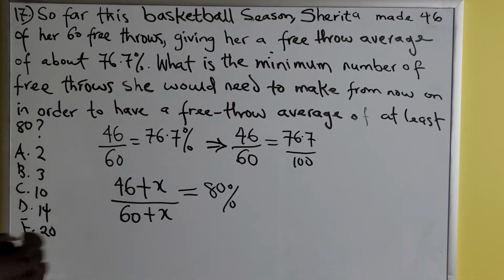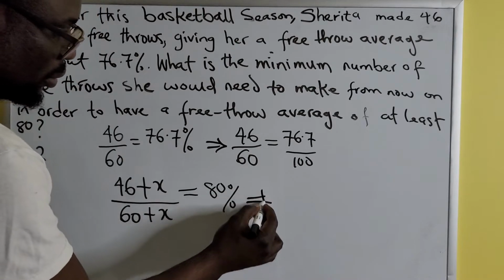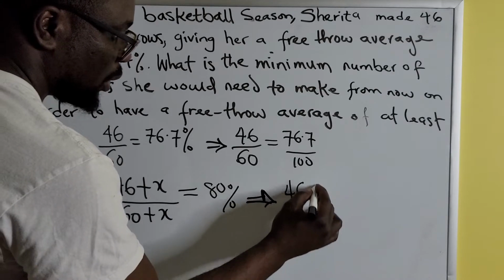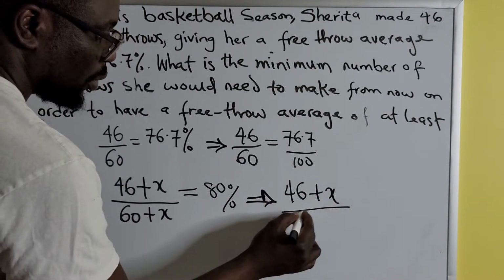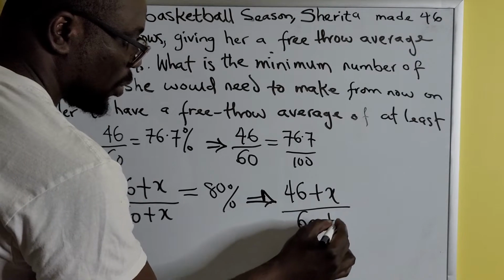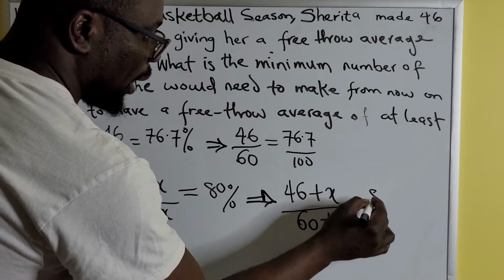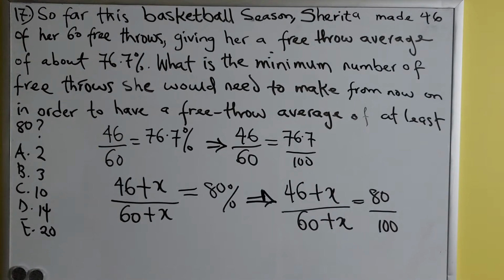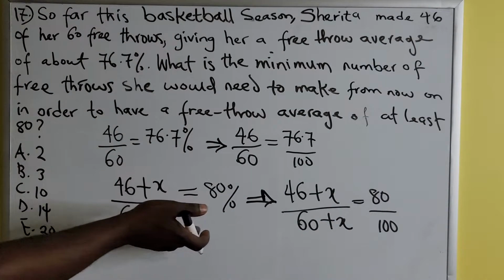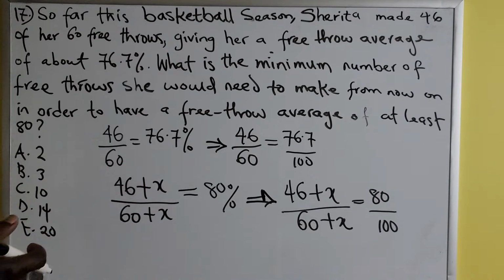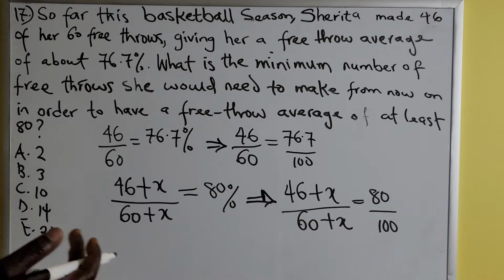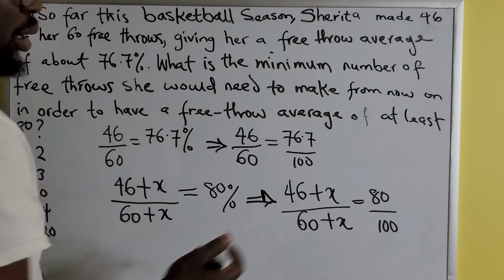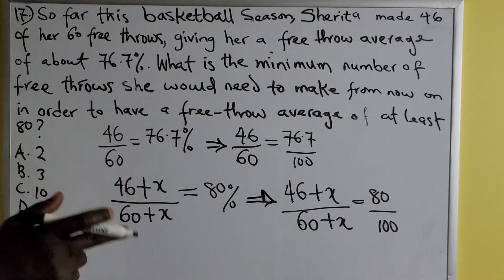Right? So if you rewrite this, she's already made 46, she needs this much, which means she has to throw this much to make 80 divided by 100. So this right here is the same thing. You just need to make x number of throws and x number of free throws to make 80%. So right here, you already know that your answer is coming, right?